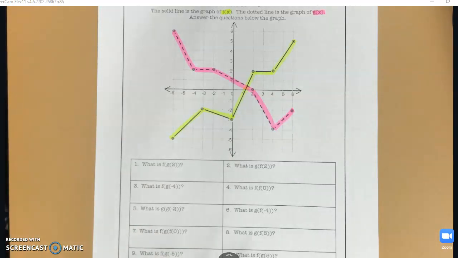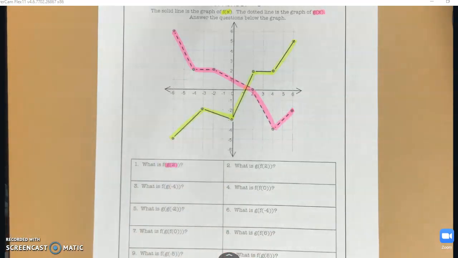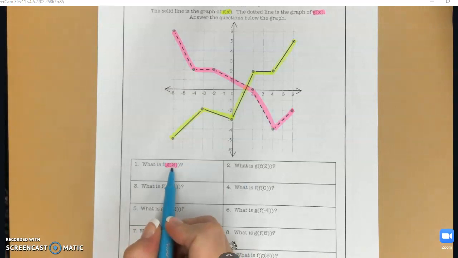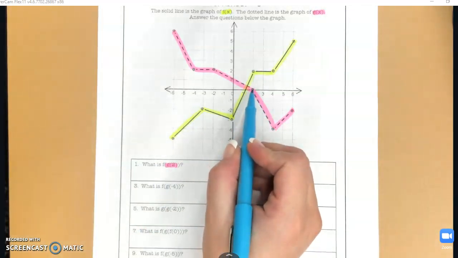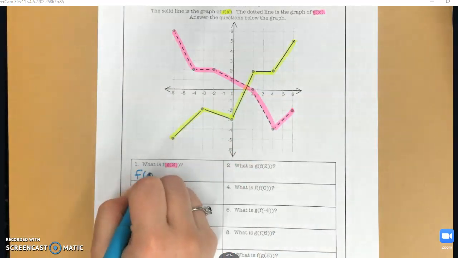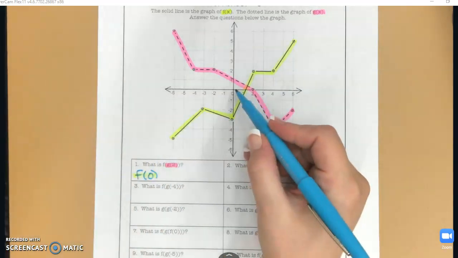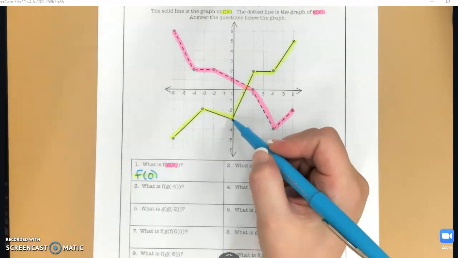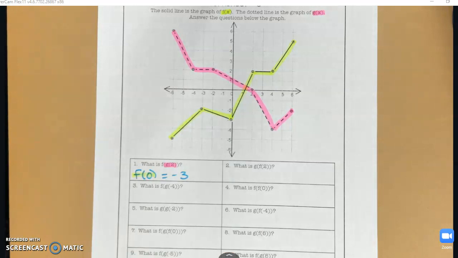So we're working from the inside out here, so starting on number 1, I want to find g of 2. G is my pink function. So I'm going to go to my pink function and look where x is 2. That's the point right here. And my y value there is 0, which means I'm now looking for f of 0, which is on my yellow graph. So on my yellow graph, I'm going to go to where x is 0, and that y value is down here at -3. And so that's my final answer.